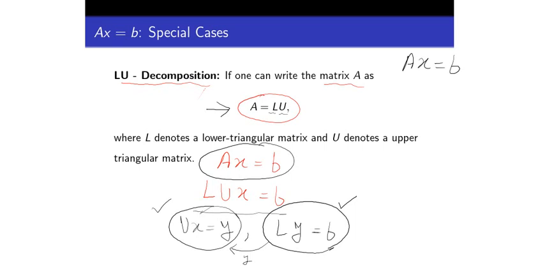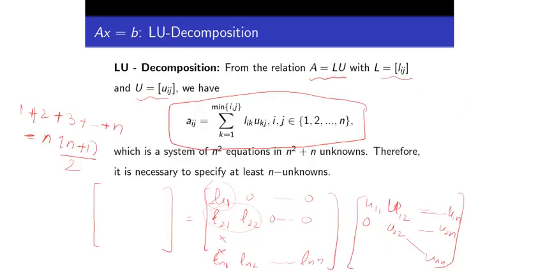So if it happens that you can write A as L into U, that actually has a smaller number of operations than evaluating a determinant on a computer. Both lead to an operation count of big O of n square by 2. Fine, so let's see what types of LU decompositions are available.